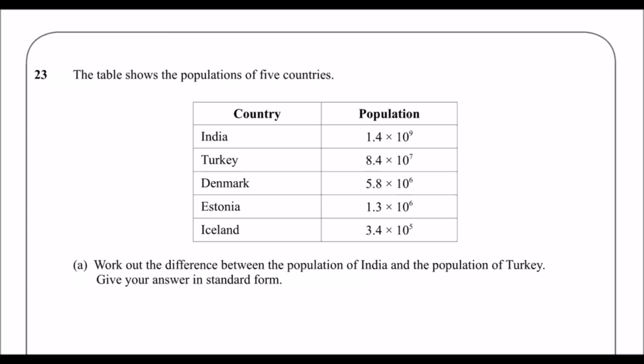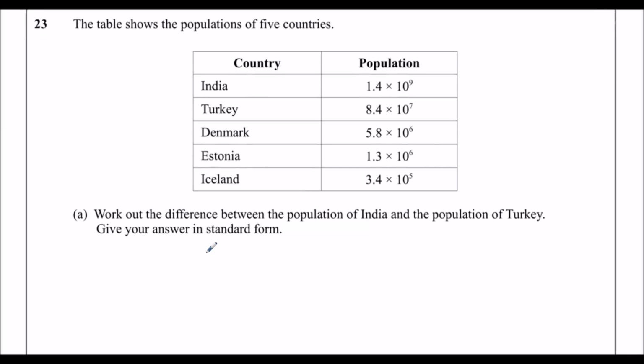Question 23. The table shows the populations of 5 countries. So we've got 5 countries with their populations in standard form. Work out the difference between the population of India and the population of Turkey. Give your answer in standard form. So the difference, that means take away. So the Indian population minus the Turkish population.